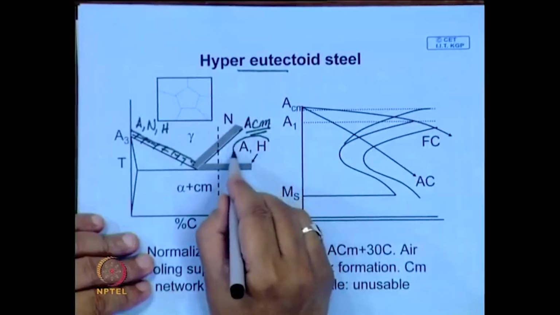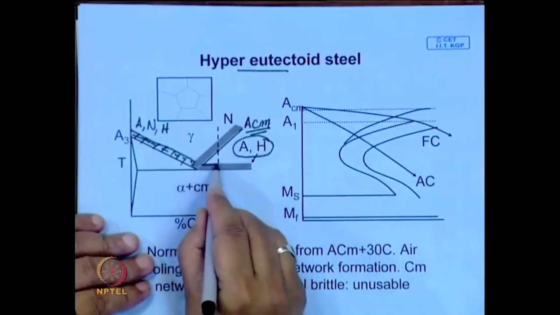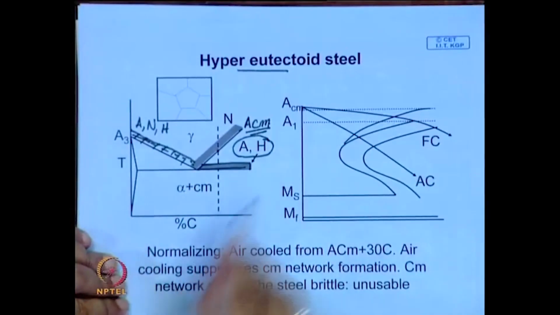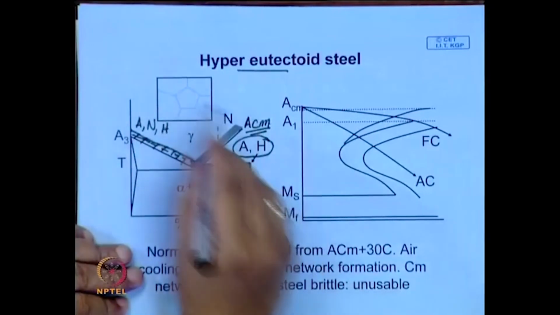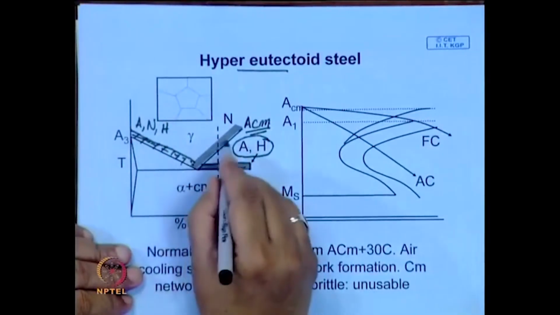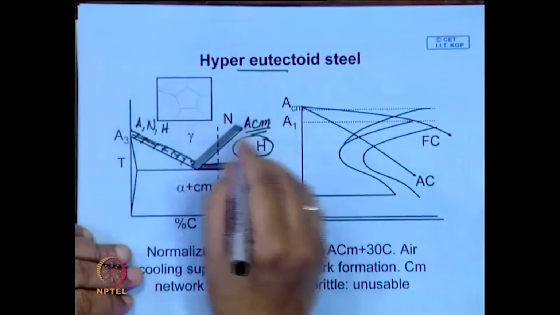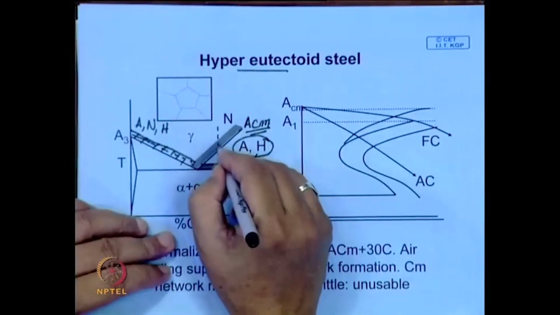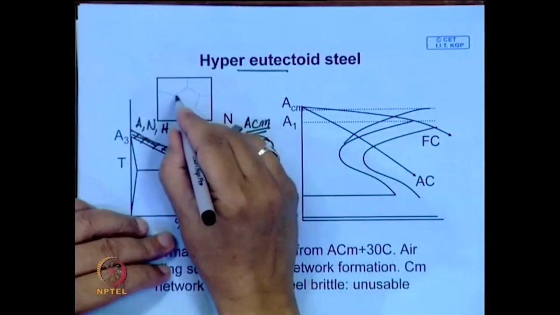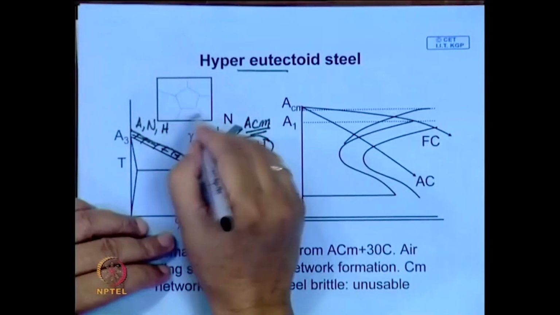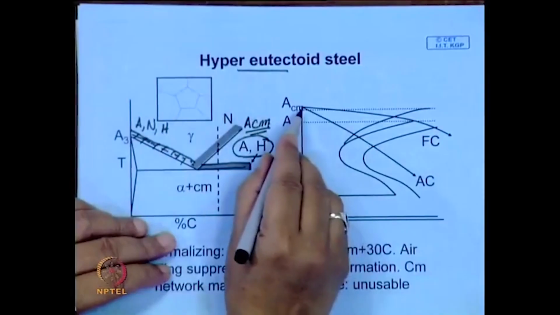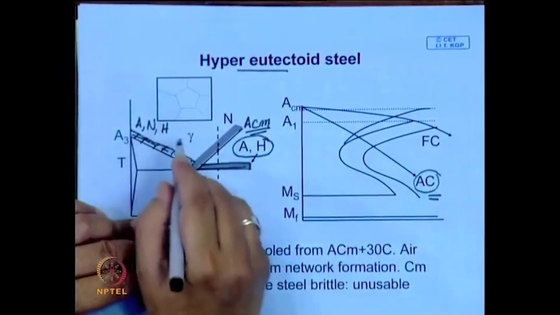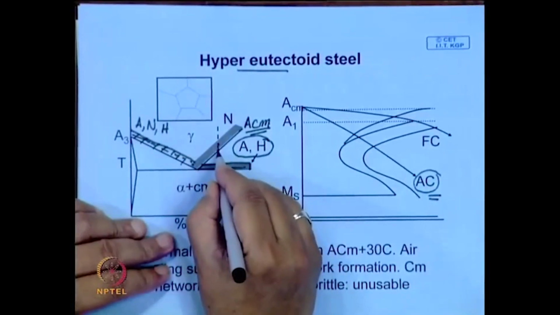Whereas, for annealing and hardening, your austenization temperature is in this region. Now, the obvious question is why. In the case of normalizing, when you form austenite, if you are heating here, you will have a completely austenitic structure, fully austenite, and then you follow air cooling. What happens as the temperature goes below this?